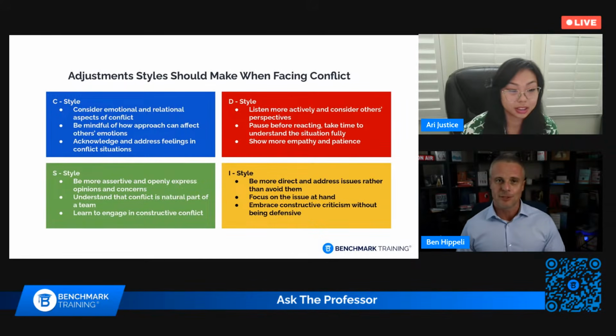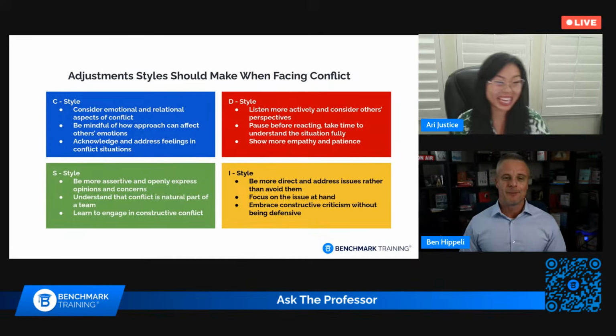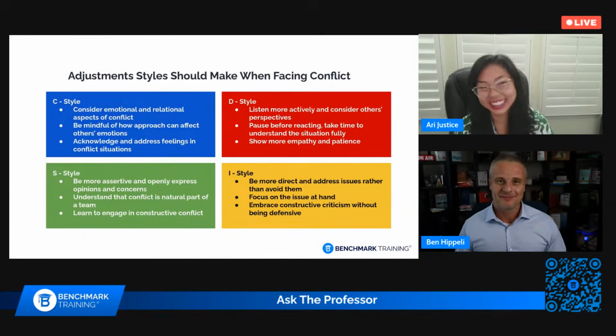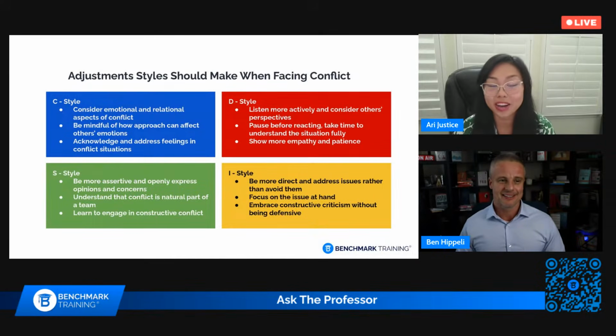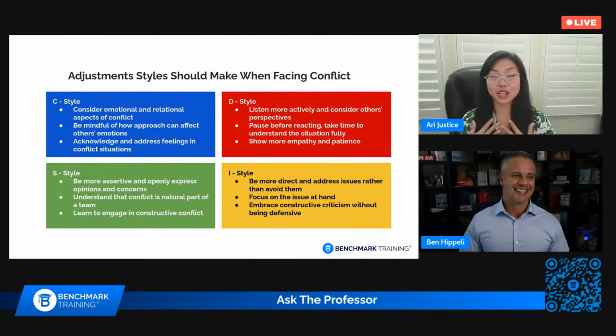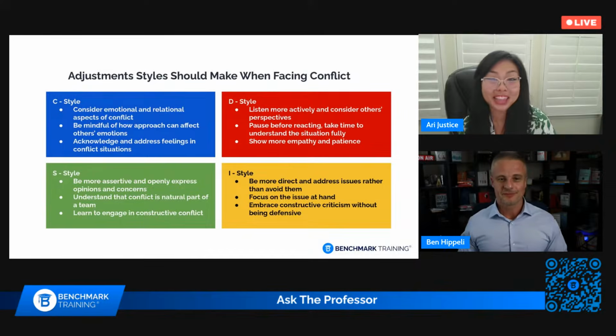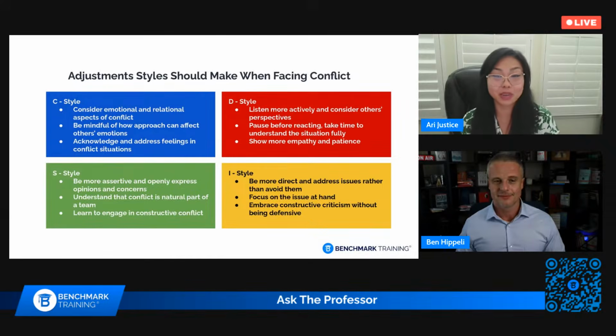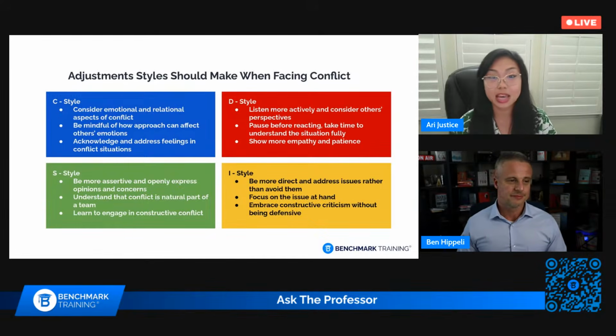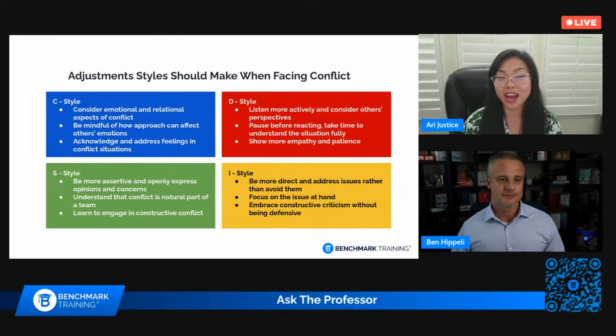What does an S style do? Let's go diagonal like you did earlier. Oh man. What do we need to do for S style? So for an S style, I know you think that, because I've thought it, that your opinion may not be valid or as great as you think it is, but in reality it is. Your team wants to hear your perspective. So just try to be a little bit more open and express your opinions and your ideas. Try to be a little bit assertive.